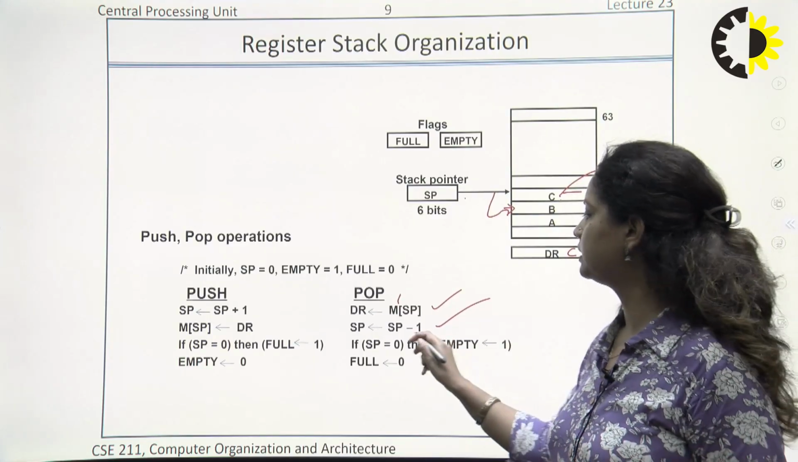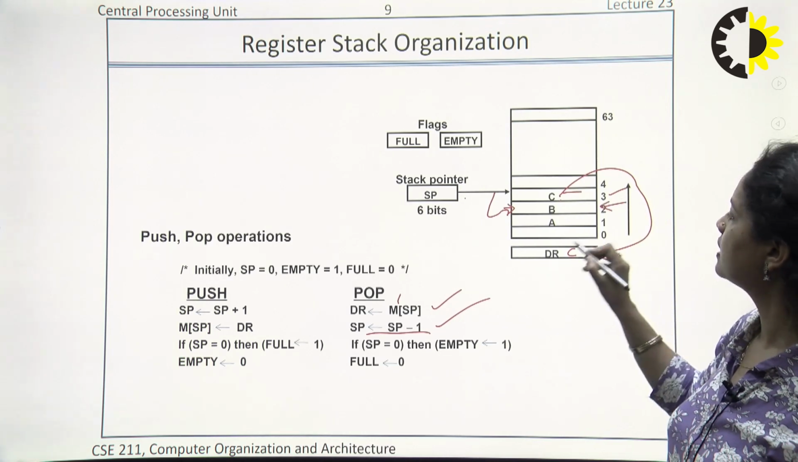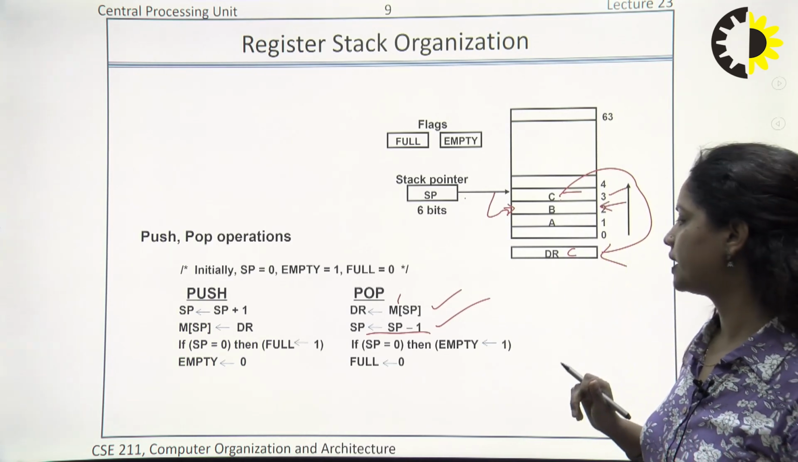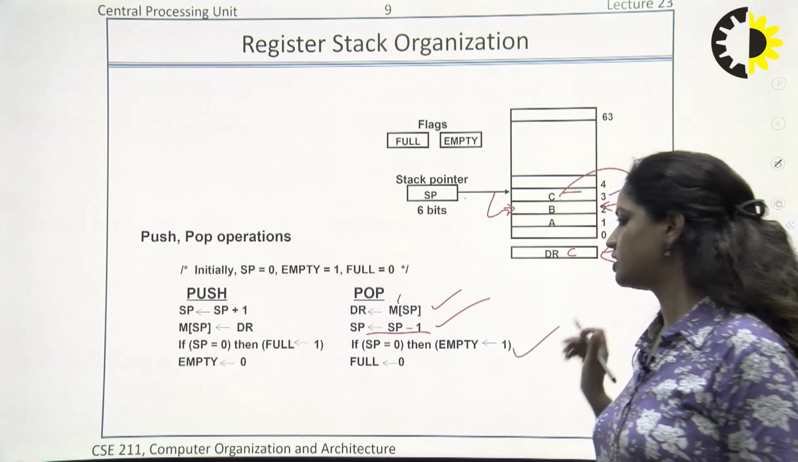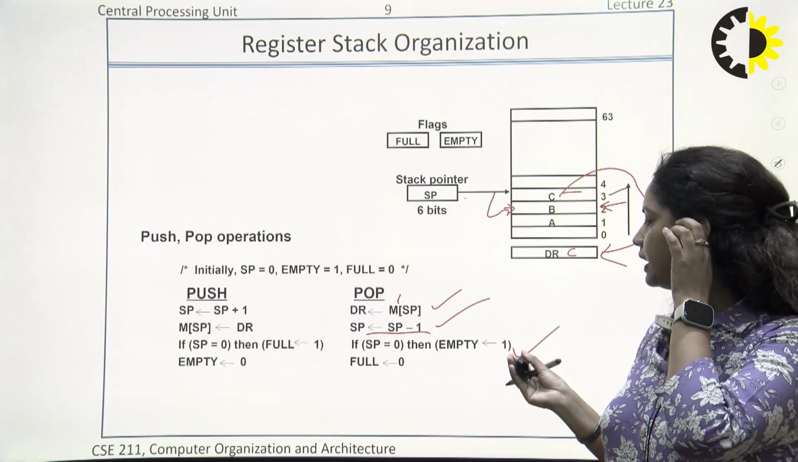Okay, so this will be decremented, and after deletion it will be pointing to the top of the stack. That will be containing the operand B. And after that, this condition is being checked. What needs to be checked? SP equals 0, then empty.